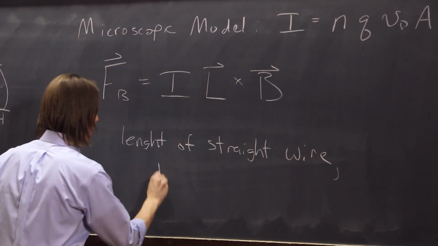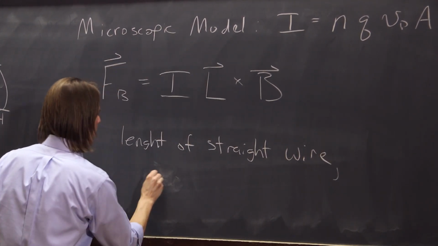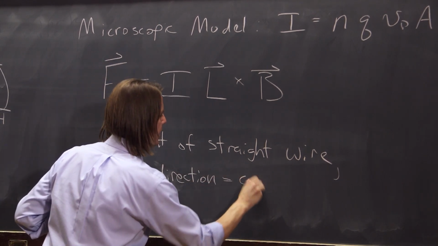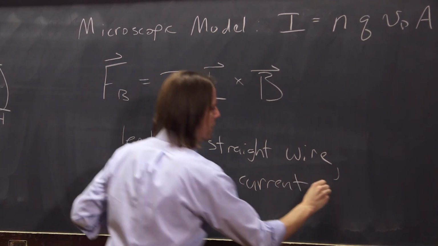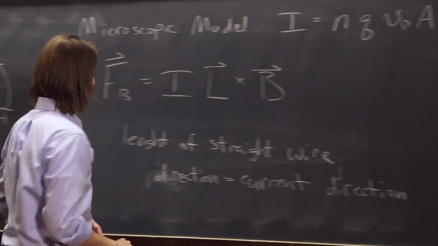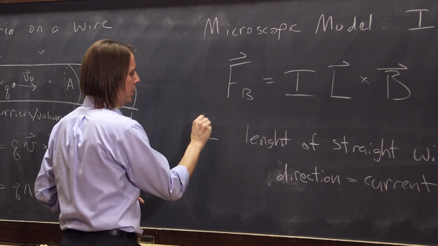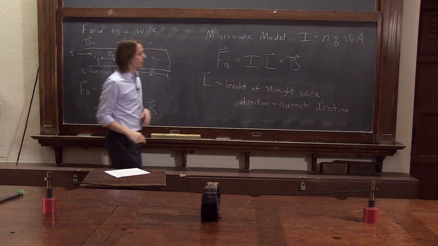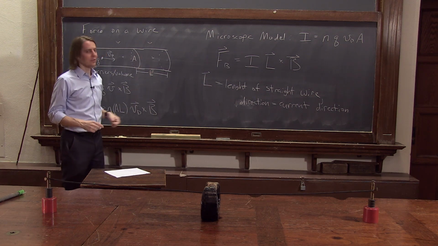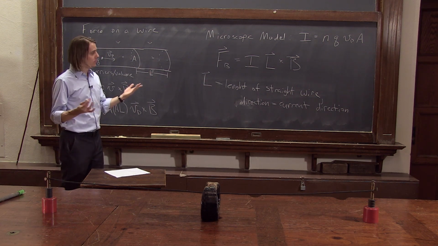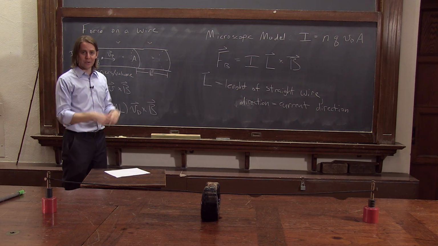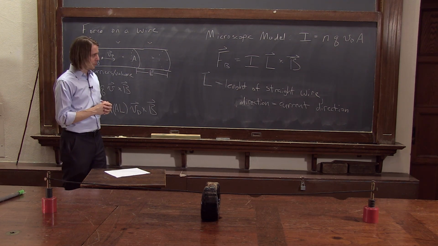and the direction equals the current direction. Okay, so L is just a vector. Points along the current, has a magnitude equal to the length. Now, not all wires are straight. It's hard to get current to flow in a wire that's straight, that doesn't loop back to a circuit, right? So next we'll think about what to do with a curvy wire.